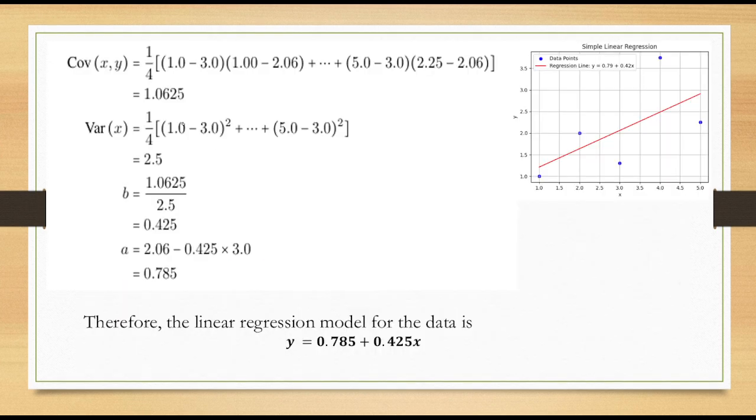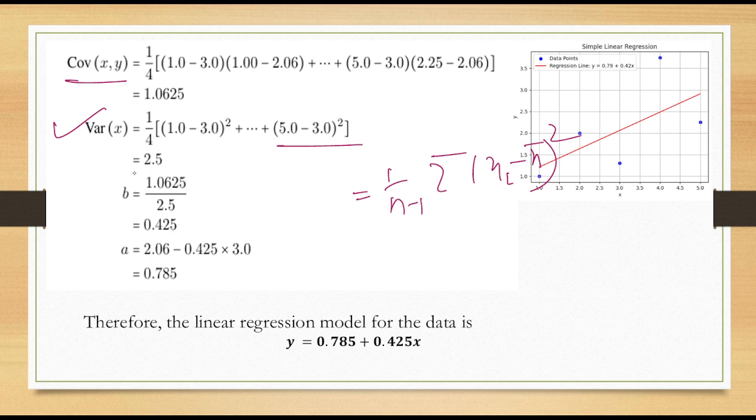First we can find either covariance or variance. For the variance we use the formula 1 upon n minus 1 times the summation of xi minus x bar, whole square. We have used 1 by 4 times 1 minus 3 whole square plus and so on. By using this formula you get the variance of x equal to 2.5.